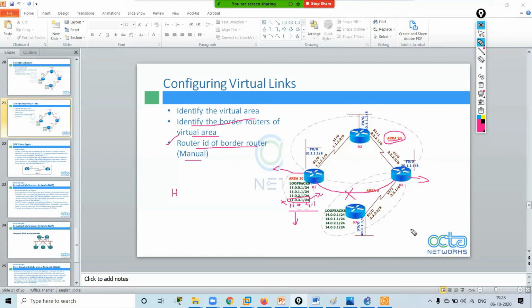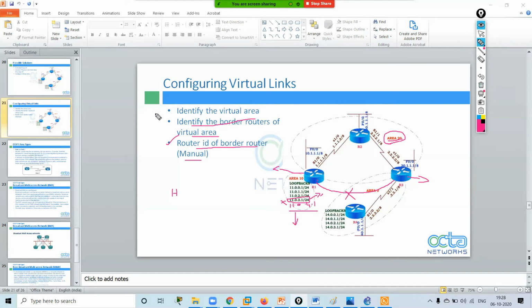Understood? I'll say whenever you are configuring OSPF, configure the router ID manually only. It will not be a headache. You can take any IP address.